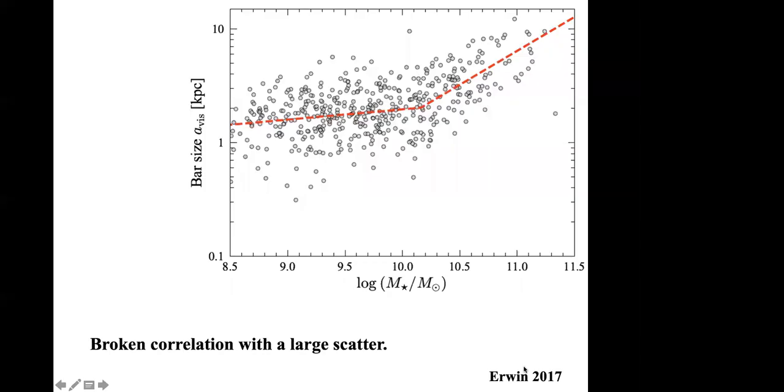Okay. Right. So I was saying that the sizes of bars can be fitted by a broken power law, basically. The relatively flat low galaxy mass and then increases quite rapidly at higher galaxy mass. And there is of course quite a bit of scatter. Now let's start looking at what happens at different resolutions.